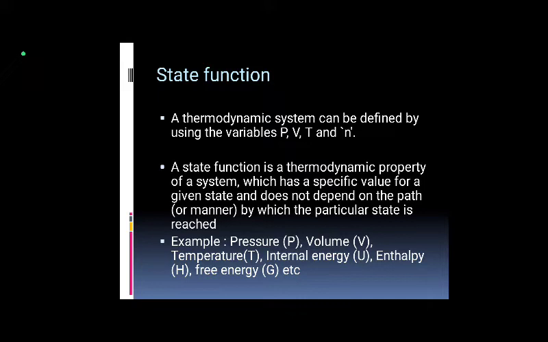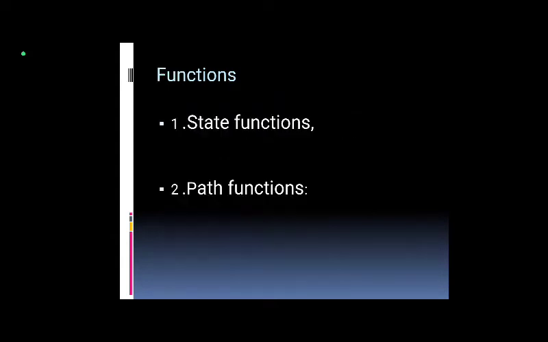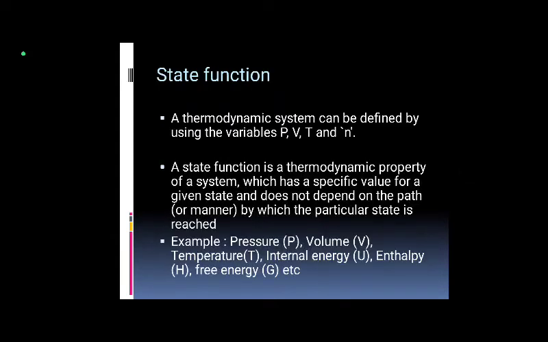So, for example, pressure, volume, temperature, internal energy, enthalpy, free energy. All these parameters depend on the initial state and the final state. At the start of the reaction, what is the pressure? At the end of the reaction, what is the pressure? Starting temperature, ending temperature. They depend on the initial and the final state, whereas they don't depend on the path or the manner in which the reaction has proceeded.